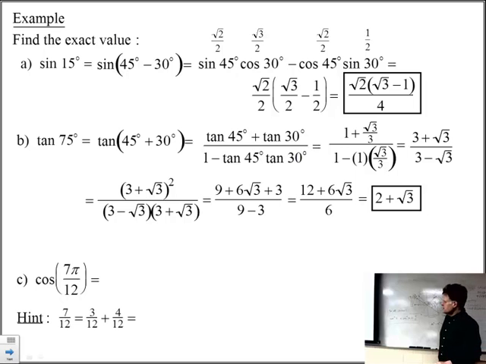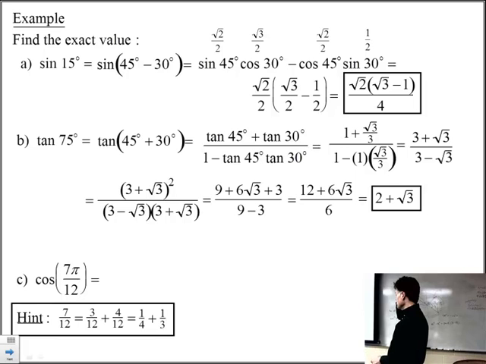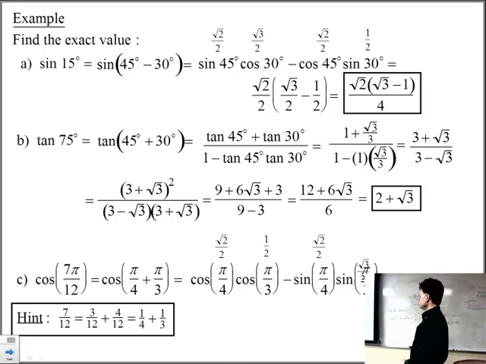So 7 twelfths is a fourth plus a third. So this is cosine of pi over 4 plus pi over 3, or if you prefer, 45 degrees and 60 degrees. Okay. Cosine of the sum formula, you get all of this. These are all special angles. You plug in the values, do a little factoring, and you get this. Combine those together, you get root 2 times 1 minus root 3 divided by 4.